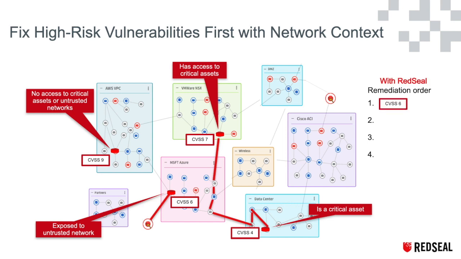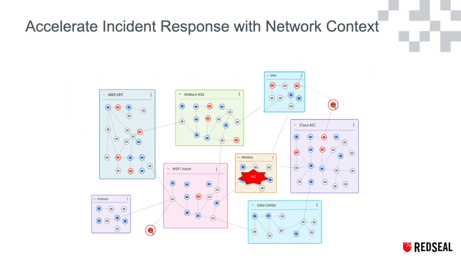So CVSS 6 gets top priority because it's exposed to an untrusted network, meaning it's very accessible from an untrusted network. So it gets the top priority. Then CVSS 4 gets second priority because it has very critical assets and it's connected to other critical assets. CVSS 7 goes in third place, and CVSS 9 goes on the bottom. This is much more realistic. This is much more relevant to your own network.